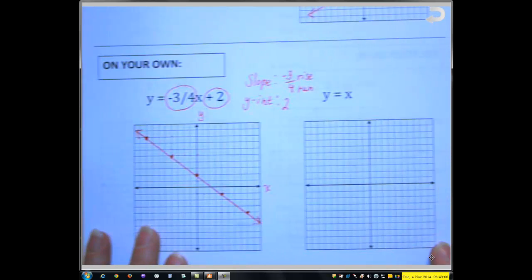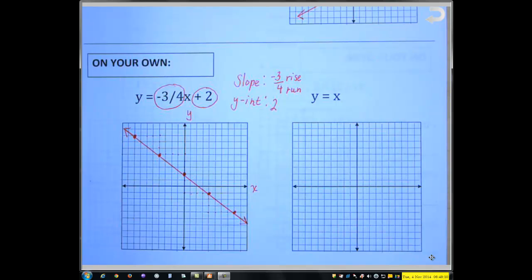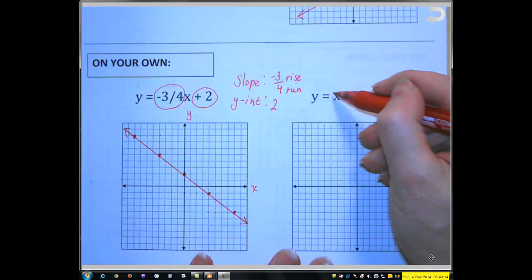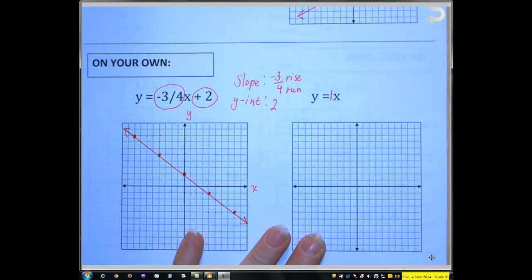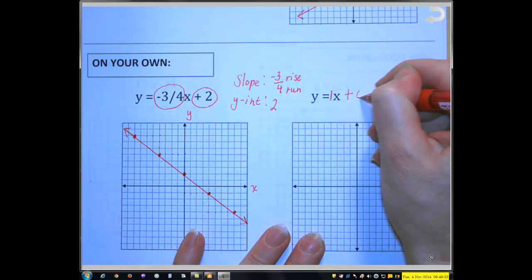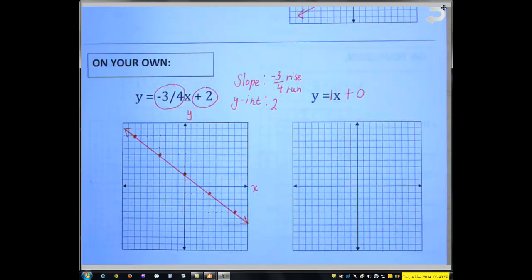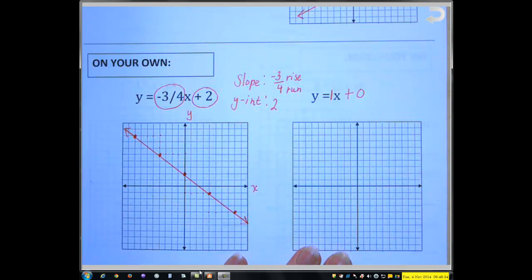Okay, this equation looks a little bit different. How do we identify our slope and our y-intercept in this equation? Well, first of all, we know that if there's no number in front of x, that we can write a 1. If we add 0 to x, then we are keeping the equation the same. So we've put two things into the equation, but we haven't changed it at all.